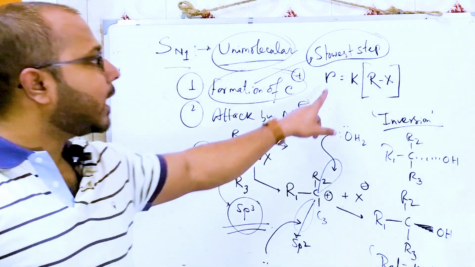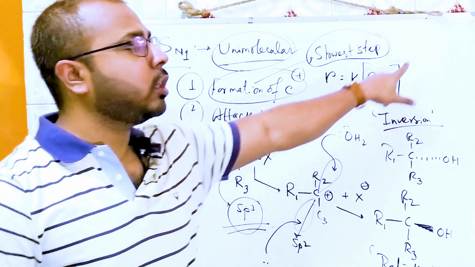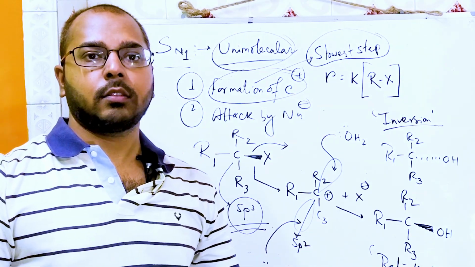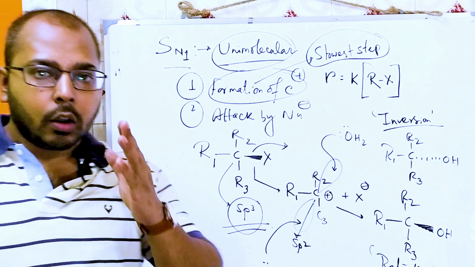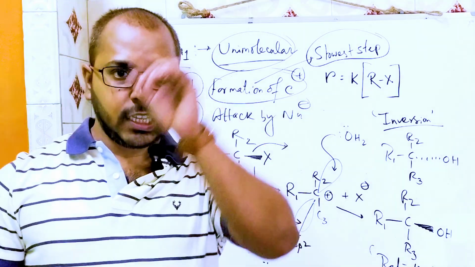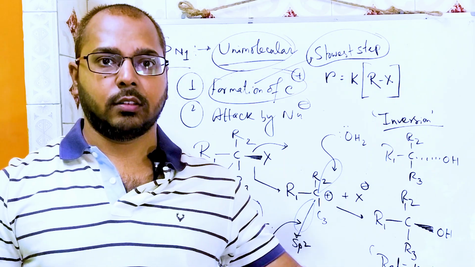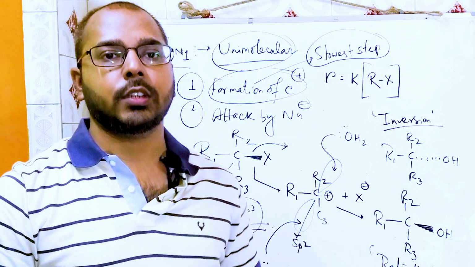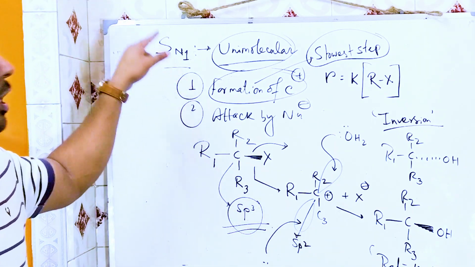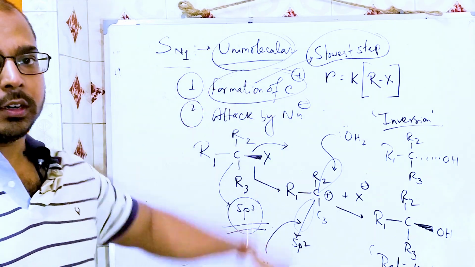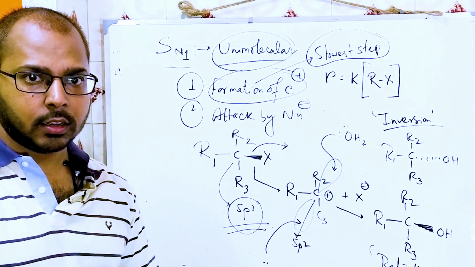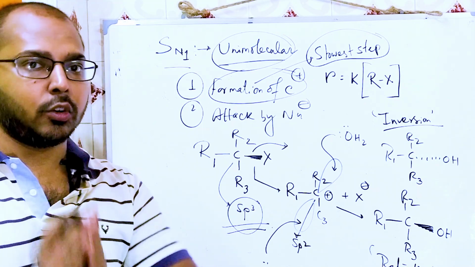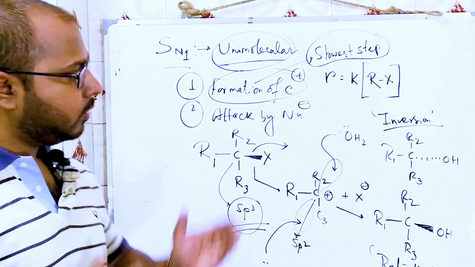Got it? So rate equals k times substrate to the power 1. That means it is a first order reaction. If we draw the graph of t half versus concentration like in chemical kinetics, it will follow a first order reaction. That is why SN1 means unimolecular. Is it clear? Now we need to draw the energy profile diagram of SN1 reaction. Got it? Let's start.